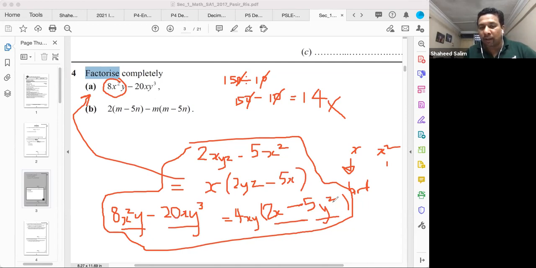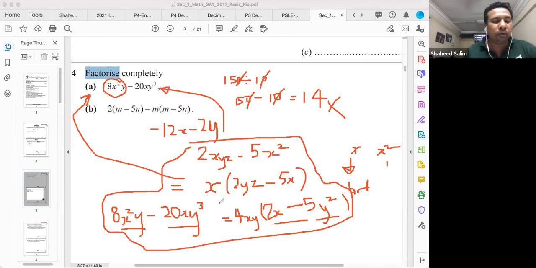Xy times y squared equals xy cubed, correct? So in your case, now if you write minus 12x minus 12y, sorry, minus 2y, okay, I cannot get back to the original, which is here. I can't. So why did you do that thing?